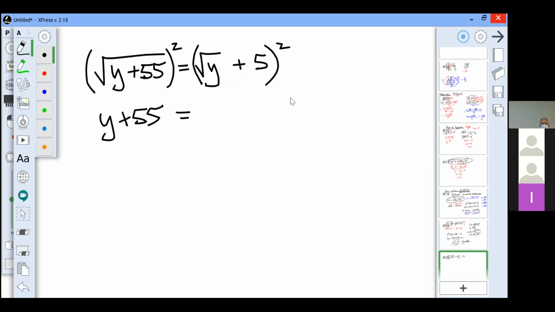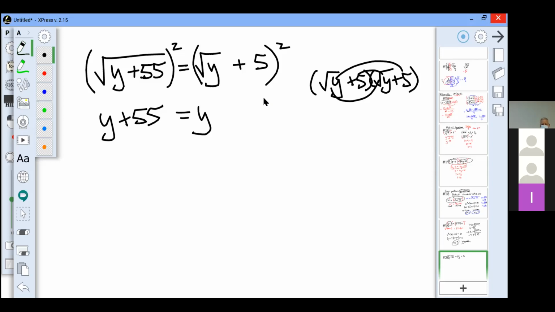So when I square this, it's like going through your perfect square pattern. So you're going to get a y, then you're going to get 5 radical y, which is 10 radical y, and then you're going to get 25. I didn't get rid of any, I still have a radical. That's the point. Okay, what happens now?